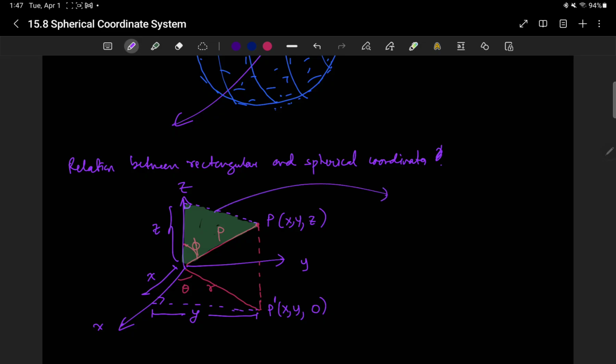Right, so in this triangle right here, we have a base that is z, and we have an angle that is phi, and we have a hypotenuse that is rho. So we get z equals rho cosine phi.